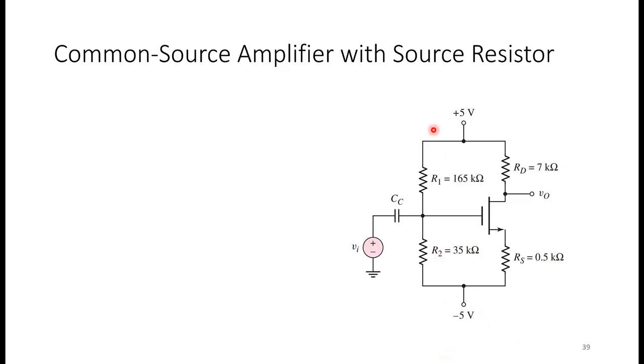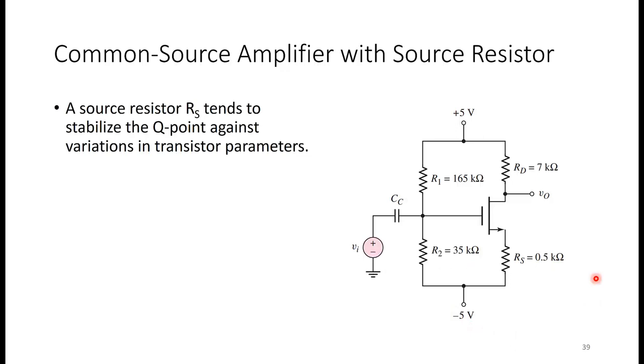Why do we have a source resistor now? If you remember, it's the same concept as BJT. You have a source resistor to stabilize the Q point against variation in transistor parameters. Transistor parameters change with temperature and things like that. So if you have a source resistor, it sort of stabilizes the behavior of this amplifier.